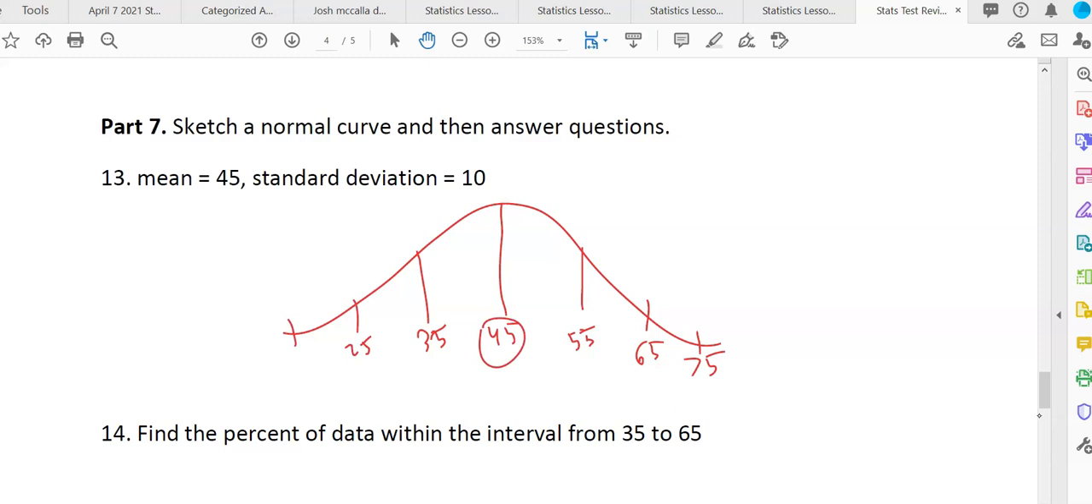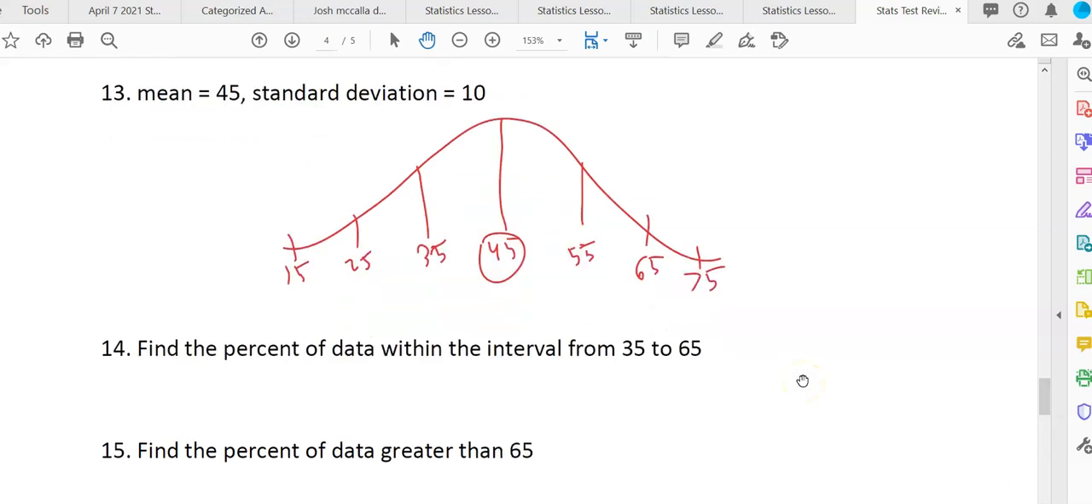25, 15. Between 35 and 65. So we know 34% and 34% because that's 68%. From memory, I think this is 13.5 or 27%. Because remember, with 2 standard deviations, 95% of the data was in that. So 95 minus 68 is 27. 27 divided by 2 is 13.5. So I'm just going to add those up.